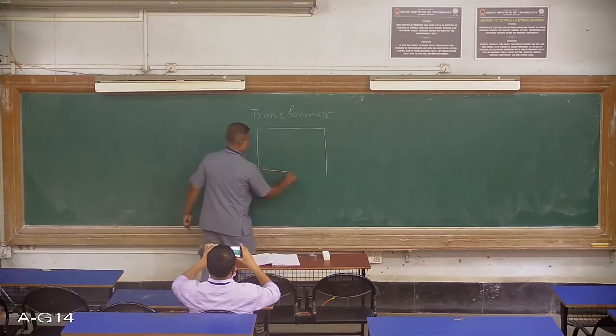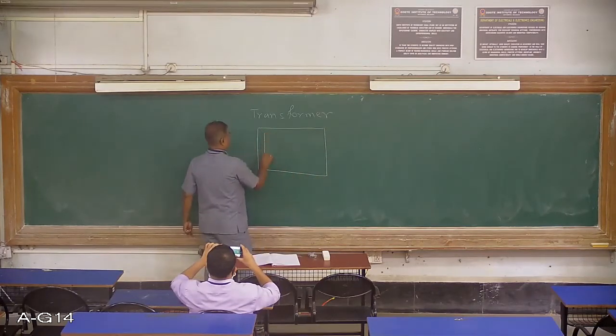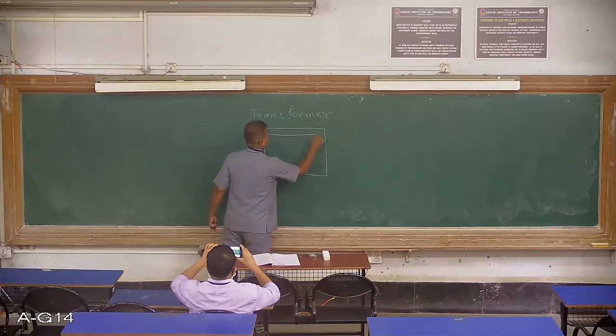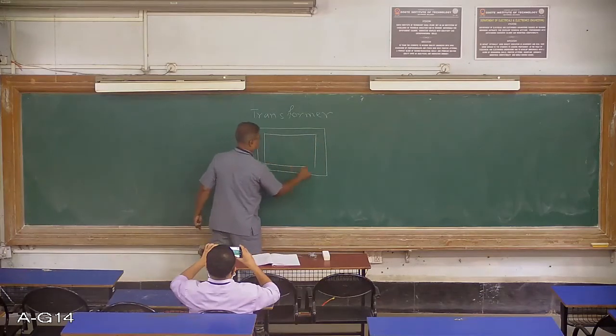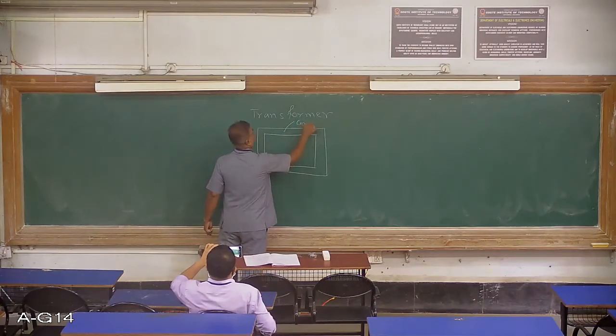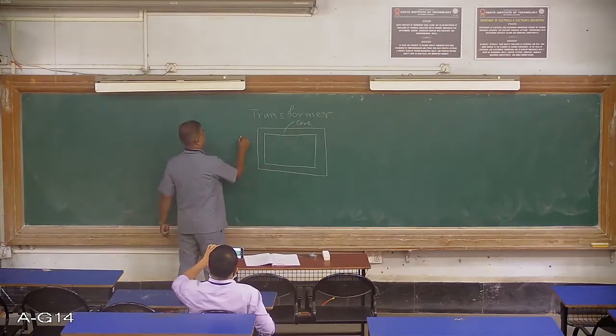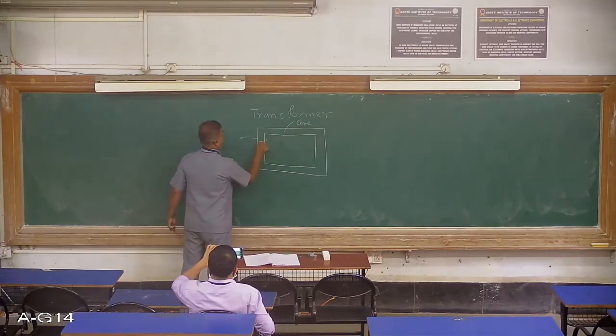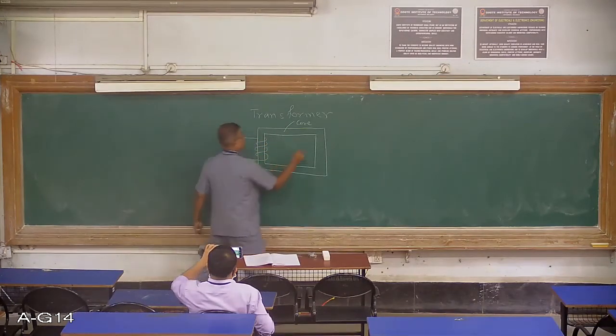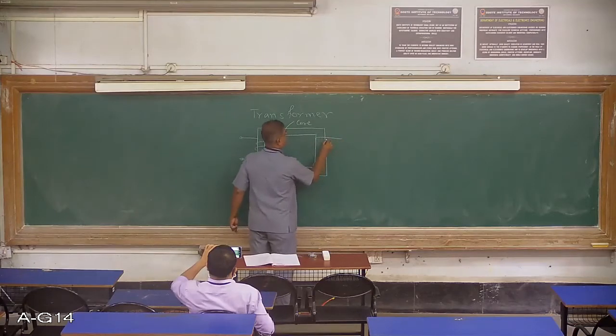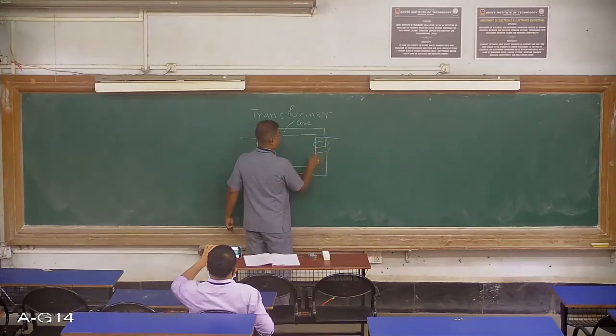This is an iron frame which is called the magnetic core. There are two windings. One is called the primary winding. The other is the secondary winding.